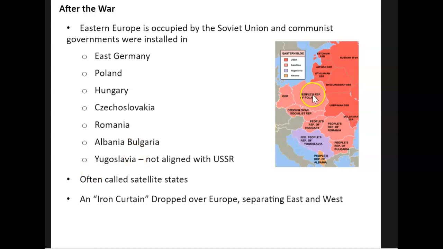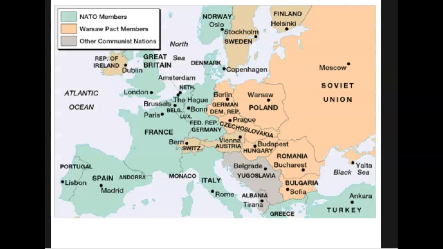There's East Germany, there's Poland, here's Hungary, Czechoslovakia, Romania, Albania, Yugoslavia, and Bulgaria down here. They were often called the satellite states, and if you remember from the readings in January, the reference to the Iron Curtain supposedly dropped over Europe, separating the East and the West.